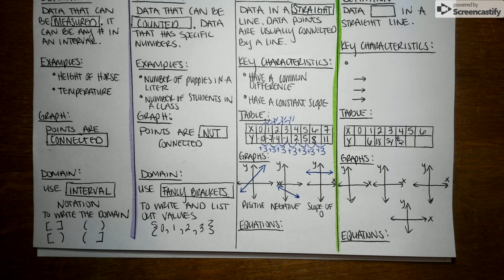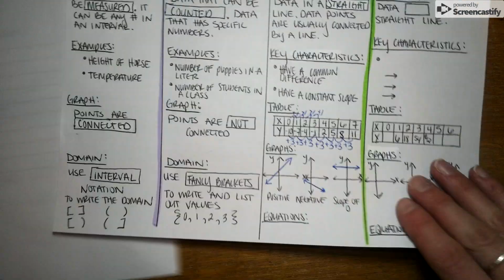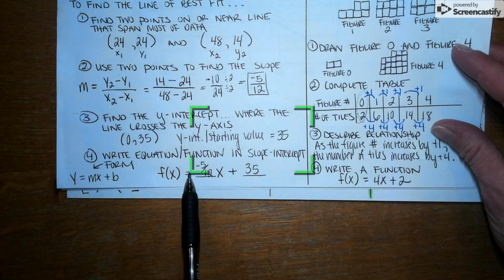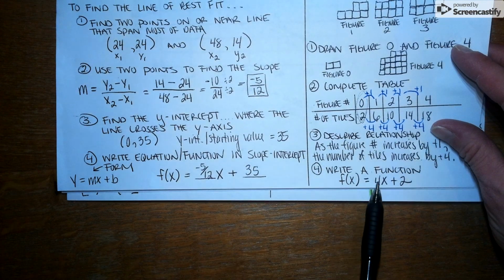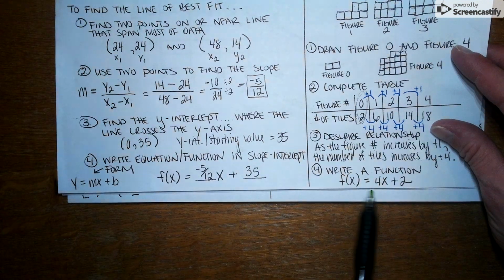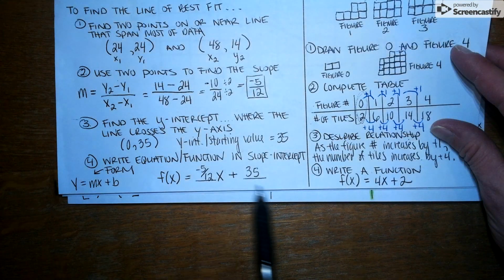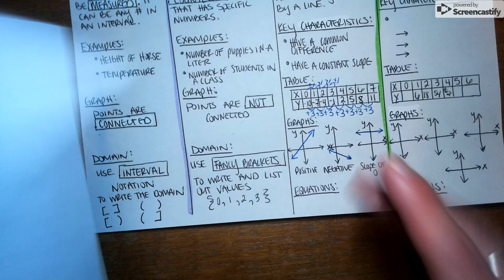Finally, equations of linear functions are equations that don't have exponents higher than 1. For example, all the functions that we wrote earlier, f(x) = -5/12x + 35 and f(x) = 4x + 2, are both linear functions because when I look at the x variable, they do not have an exponent higher than 1. Technically, their exponent is 1, but we don't write that in. Because there are no other exponents, that would be a linear function.